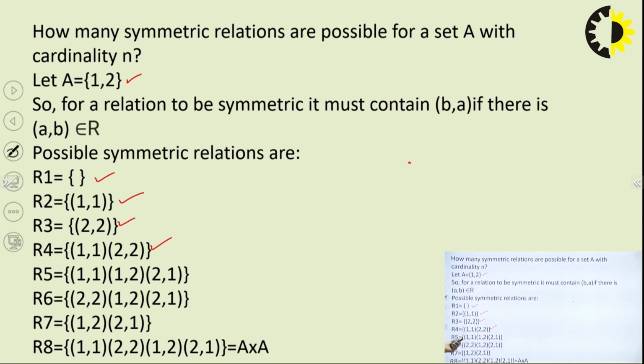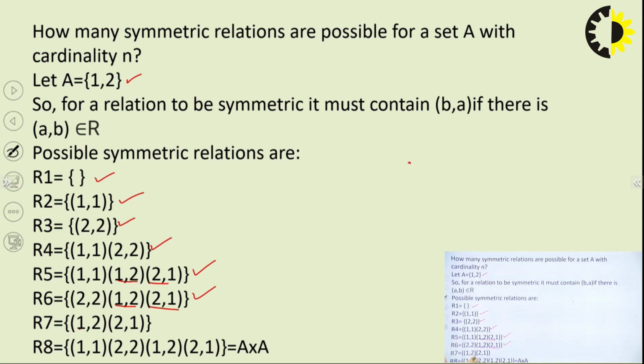R5, why is it symmetric? Because I have taken 1, 1, it is not affecting the symmetric nature, and then for 1, 2, I have even taken 2, 1. So, this is symmetric. For R6, we have the 2, 2 pair, which is not affecting the relation to be symmetric. For the 1, 2 pair, we have 2, 1. So, it is also symmetric. If a relation contains only these two elements, that is 1, 2, 2, 1.